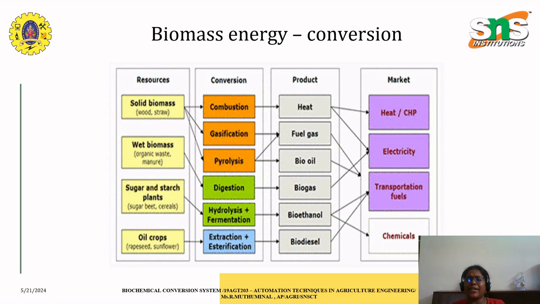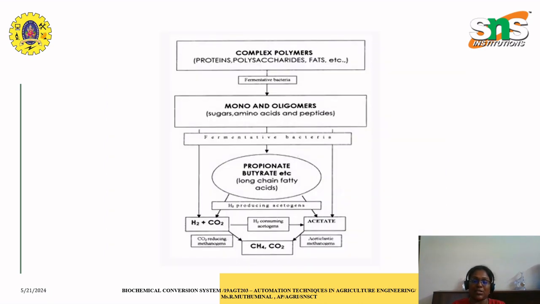At the market, we have four output products, that is heat, electricity, transportation fuels and chemicals. These four are going to be the market products, and the first three, heat, electricity, and transportation fuel, play a major role as products which could be utilized regularly under this kind of biochemical conversion system.